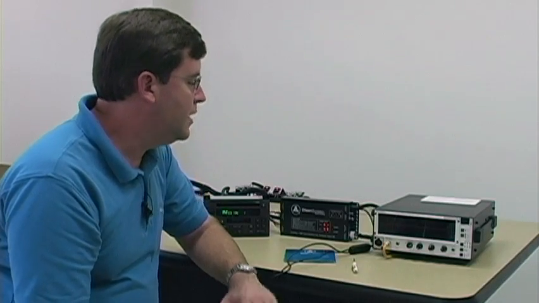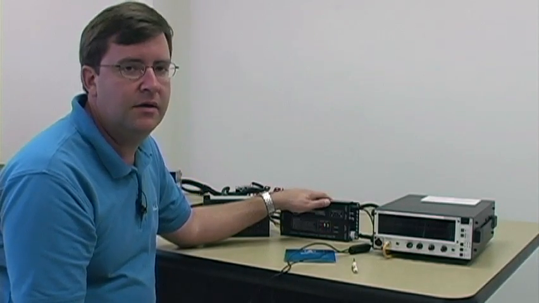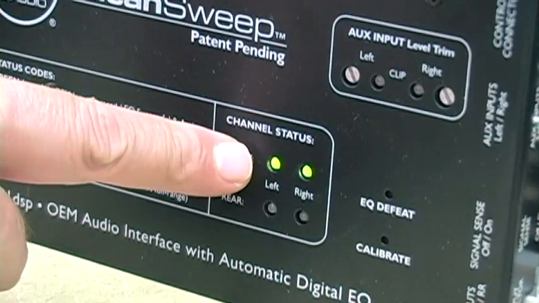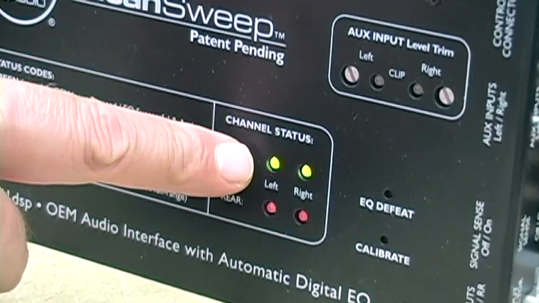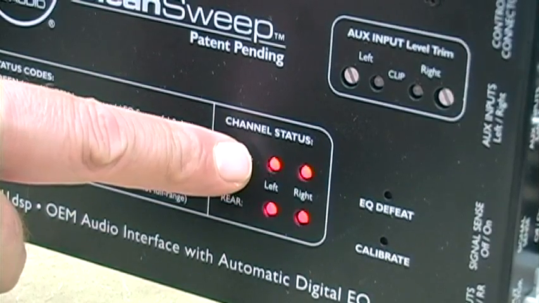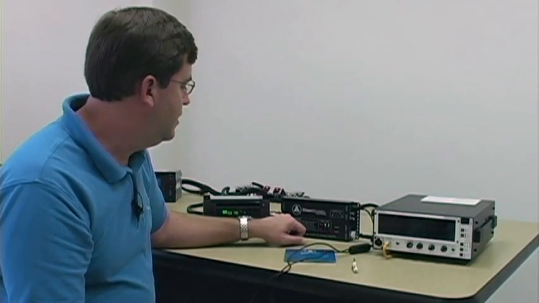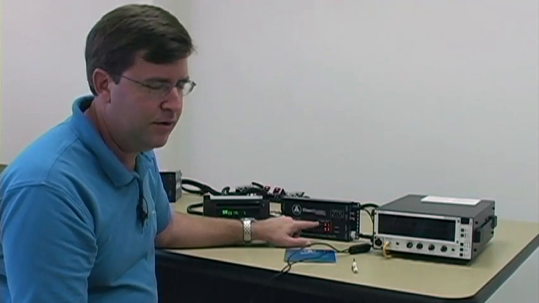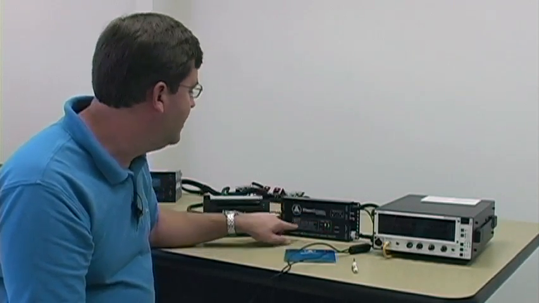And the CleanSweep is actually telling you why it is having a problem. You'll notice that the front channel indicators are alternating between red and green. So how do you interpret that? Well, we were smart enough to put the codes right next to the lights, so don't ever call us and ask us what the lights mean. They're written right next to them.